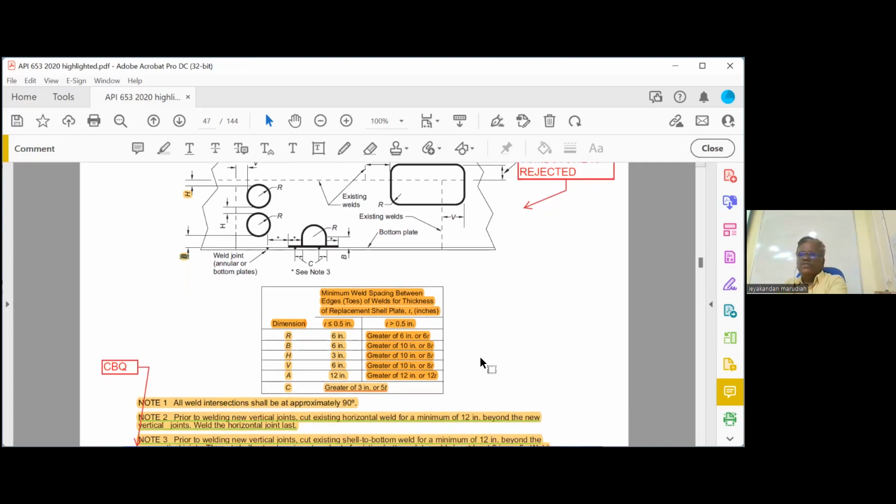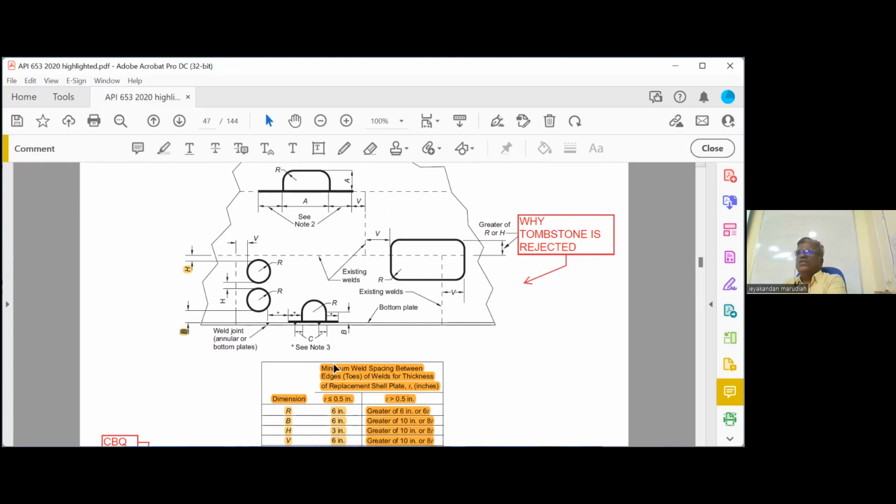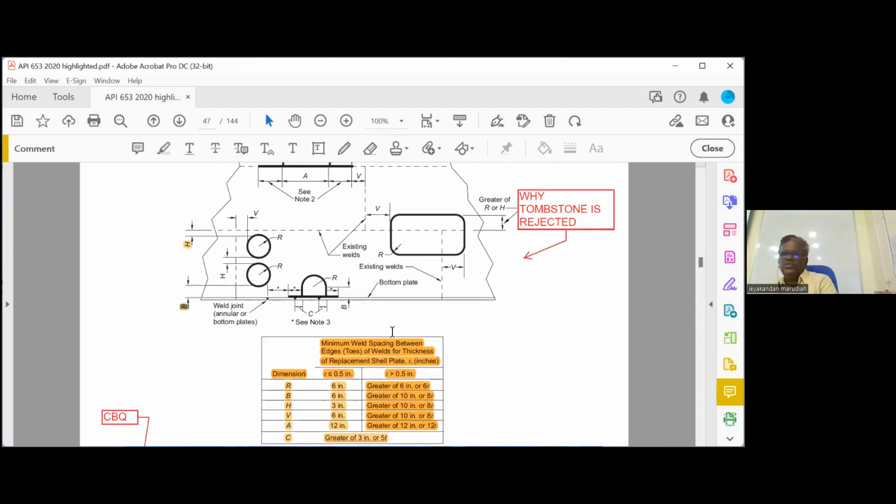This table is very, very important. In the last exam, there was a question: during a replacement shell plate, a tombstone was used with the shell to bottom weld. The question they asked was, why was the tombstone rejected? The reason is, it is not 3 inch or 5T. It doesn't meet the requirement from the annular plate. It is very close to the annular plate, so it was rejected by the inspector. Just mark it, remember this one. Why is the tombstone rejected? This was asked in the last exam. So we have to see this table, this condition.